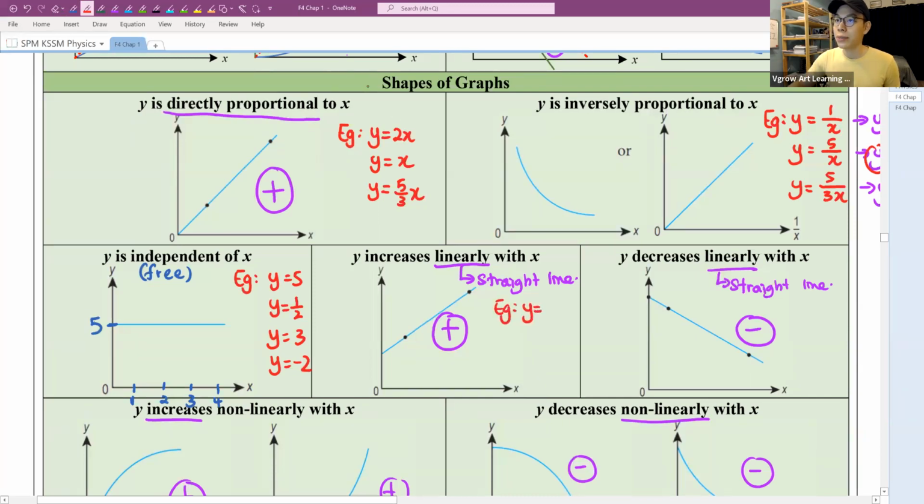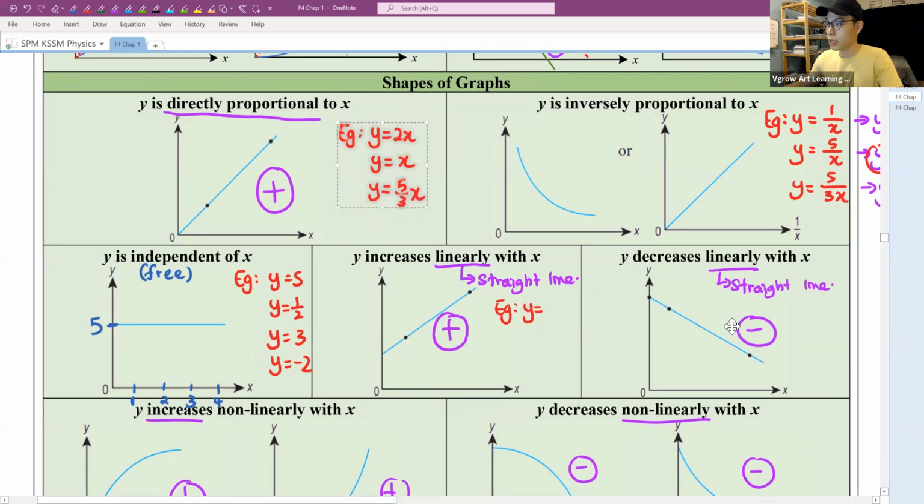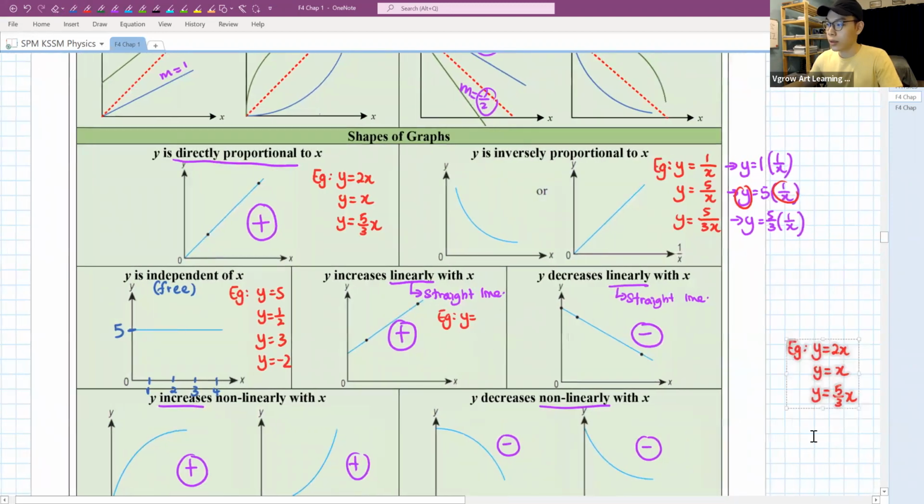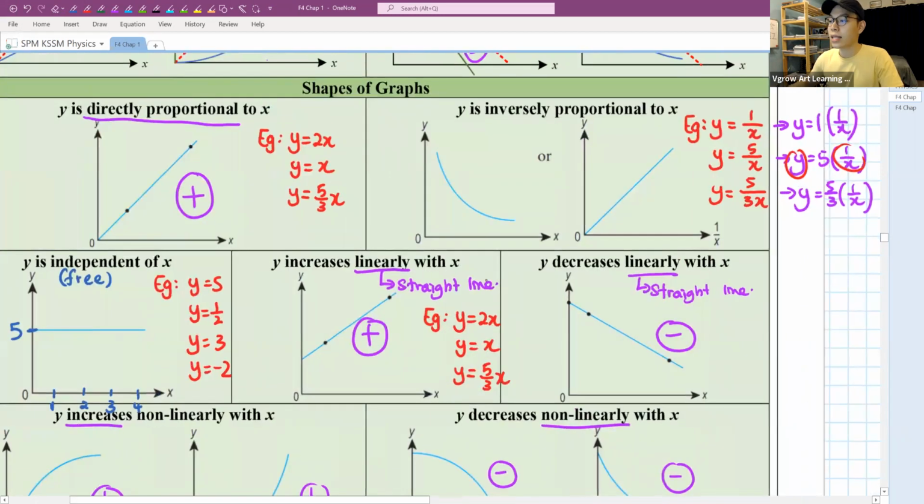So, for example, maybe I go and copy all these ones, erase this one first, and paste here. And I go and add some y-intercept value. For example, +3, for example, -2, for example, -1, like that. Positive gradient will still go up. That's why we say increase linearly.